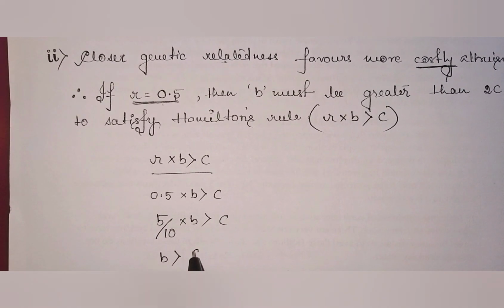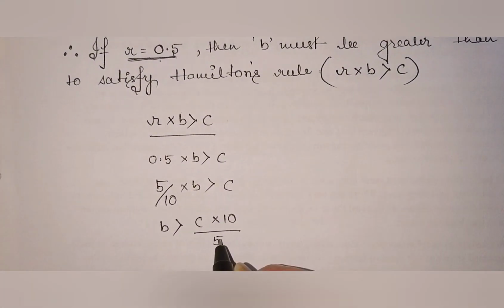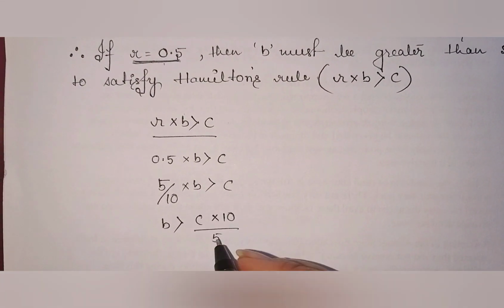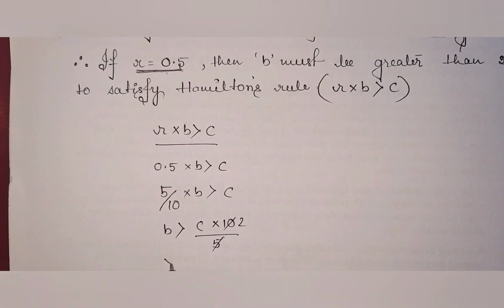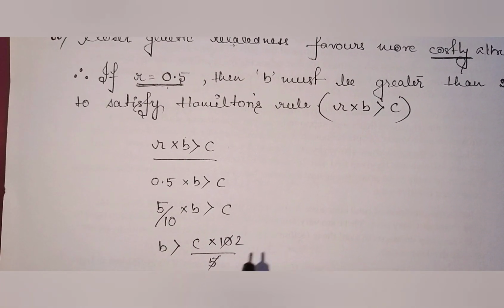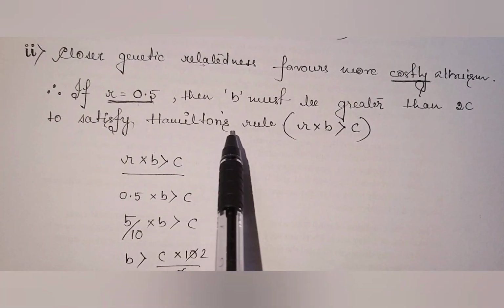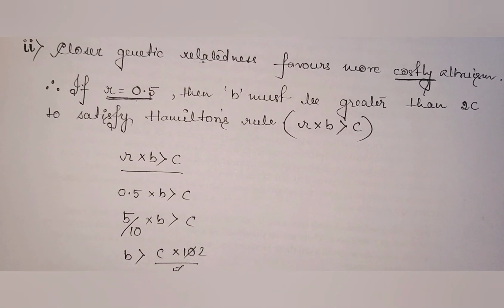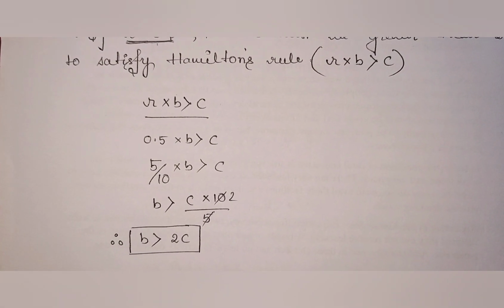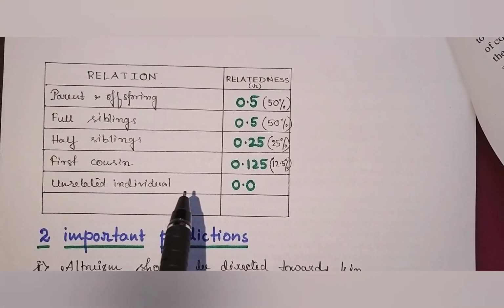Then, I hope you are understanding. This is absolutely simple, a third standard calculation. Therefore, this is what we have said: B must be greater than 2C to satisfy Hamilton's rule. See, this has come. Correct? Now, based on these values, we will solve two very interesting problems.